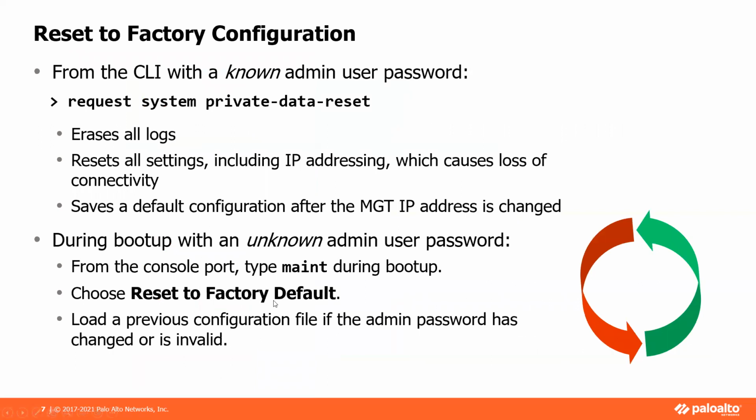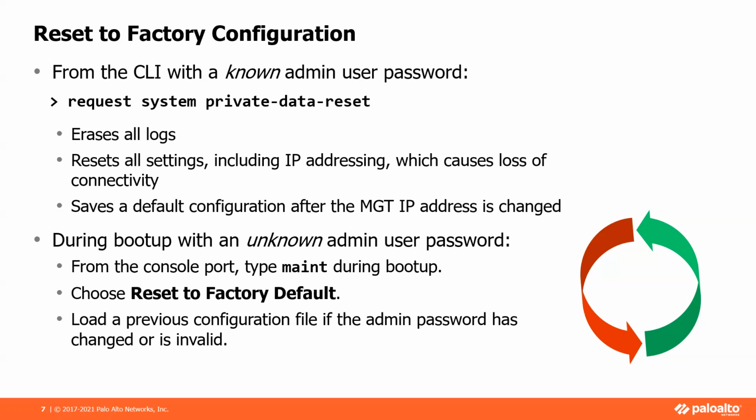All right, to reset to factory default configurations from the CLI, which is pretty common, about the only way you're going to get in with the console is to request a system private data reset. That's going to erase all the logs, all the settings, IP addressing, which will result in a loss of connectivity, and it will save that default configuration to the management IP address once it's changed.